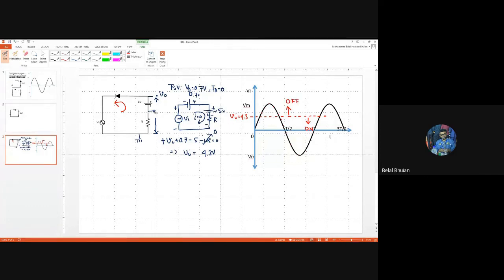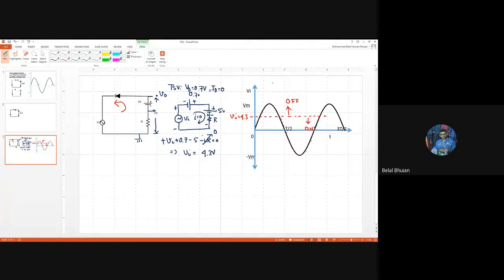So now I know the range of input voltage when the diode is off and the range of input voltage when the diode is on. That means below this line, whatever the voltage you have, any point you pick on the signal, for this particular value, you will find the diode is on. So now I know the boundary.